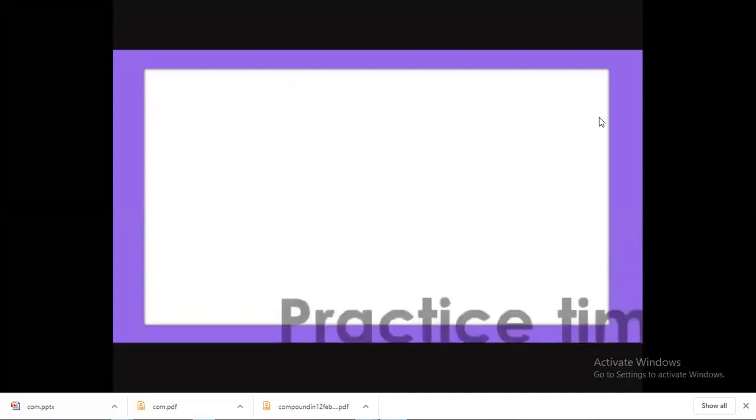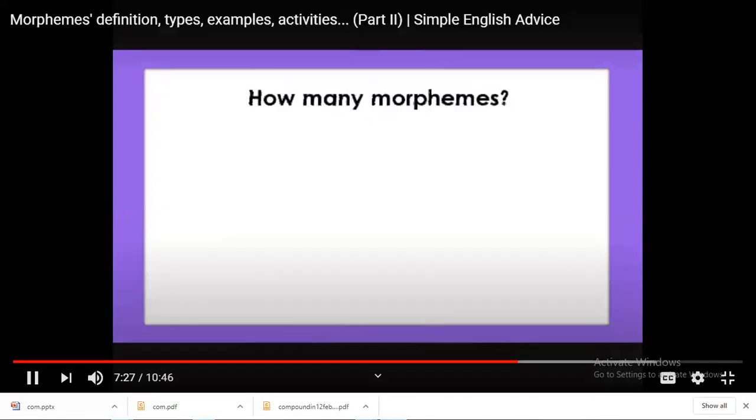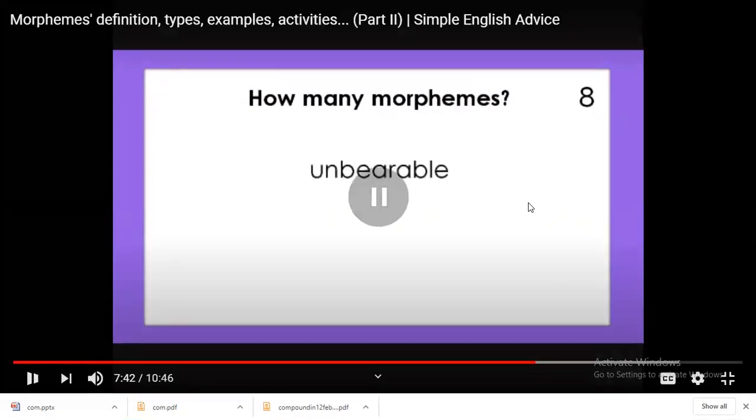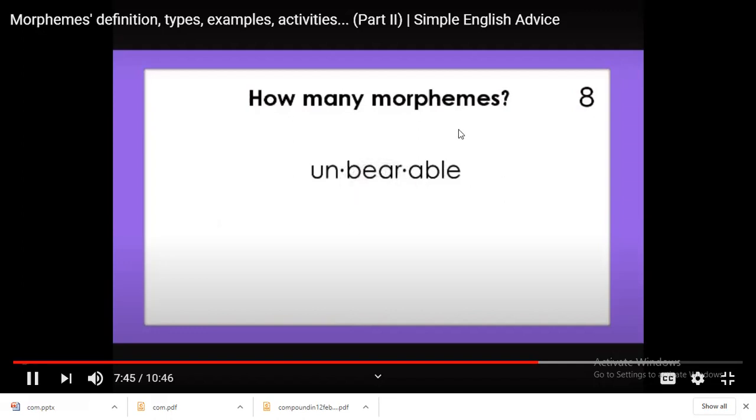Now, the activity is called How Many Morphemes? For each word shown here, we will give you 8 seconds to count how many morphemes the word has. You just have to say the number in the amount of seconds required. An example could be the word unbearable. Can you tell how many morphemes there are? Three. Okay, three morphemes: un, bear, able.